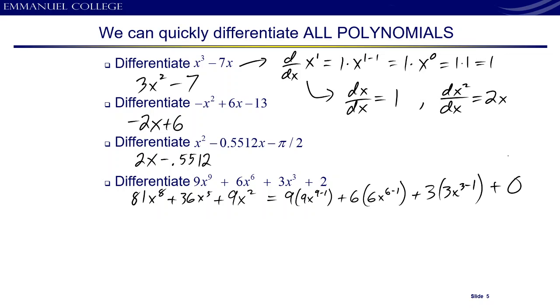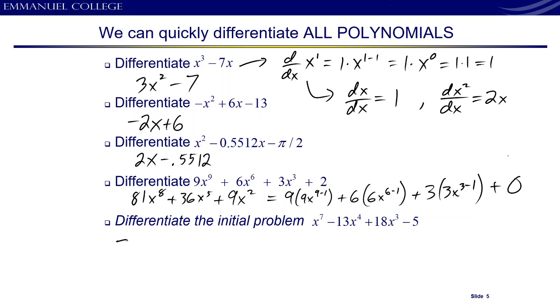So with these rules, it makes it a lot simpler to do this. Again, you look at that very first one we did, you'd probably still be multiplying out the x plus h to the 7th part right now. And now we know this would be 7x to the 7 minus 1. Leave the 13 alone. Get 4x to the 4 minus 1. Leave the 18 alone. Just do the derivative of x cubed and get 3x to the 3 minus 1. And derivative of negative 5 is just 0.